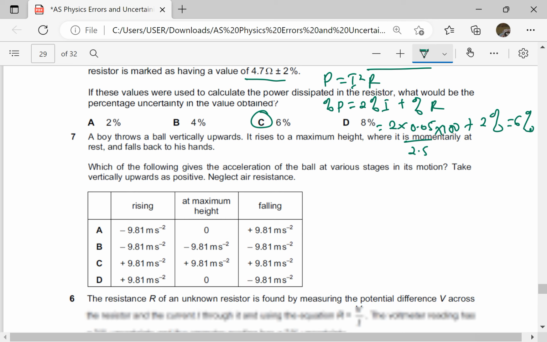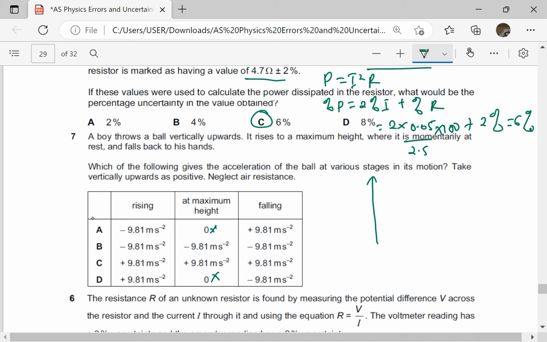A boy throws a ball vertically upwards. It rises to maximum height where it is momentarily at rest and falls back to his hands. Which of the following gives the acceleration of the ball at various stages in its motion? Take vertically upward as positive, neglect air resistance. Of course, at maximum height, velocity is 0, but the acceleration remains constant. So where you see that the acceleration is 0, that one is ignored. But since it was moving vertically upwards, acceleration is negative at all points. That is in kinematics. So the answer is automatically B.